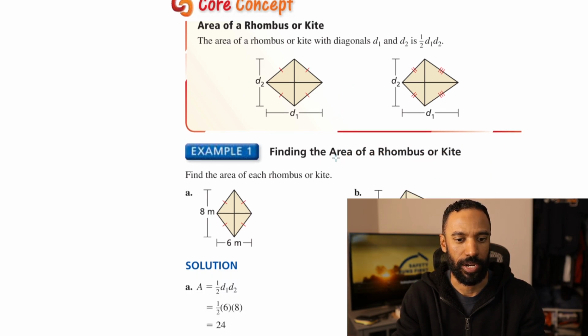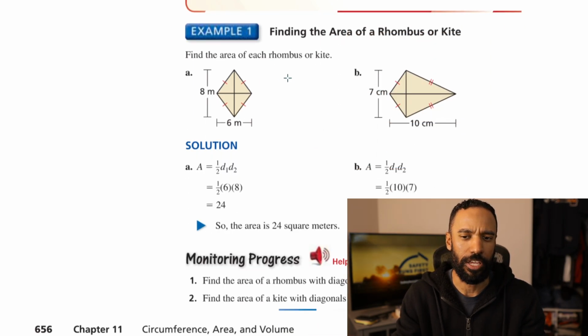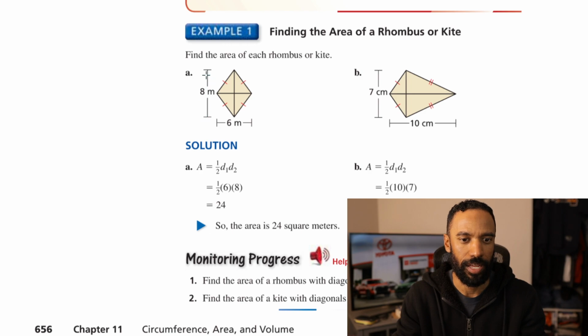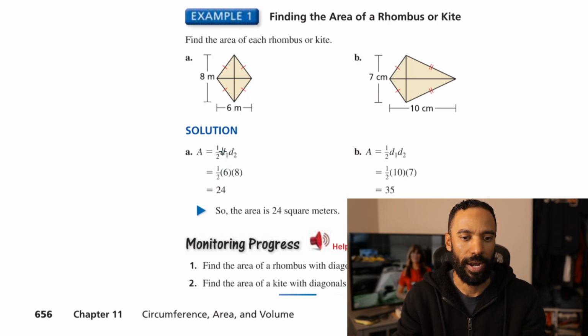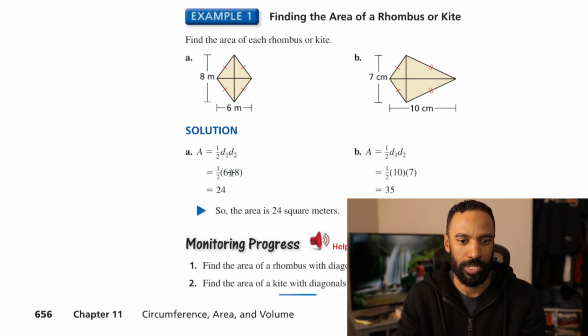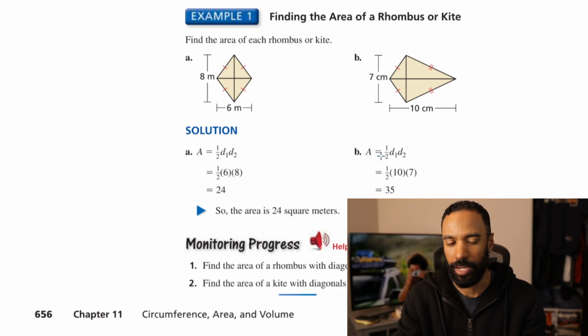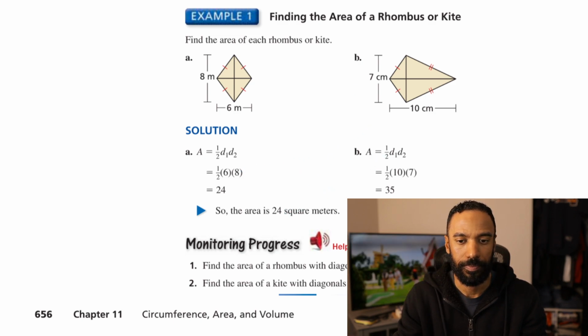So they give you the formulas there. Let's take a look at some examples. Find the area of each rhombus or kite. Here we have a diagonal of 8 and a diagonal of 6. 1/2 of diagonal 1 times diagonal 2 is half of 6 times 8. Half of 48 is 24 square meters.